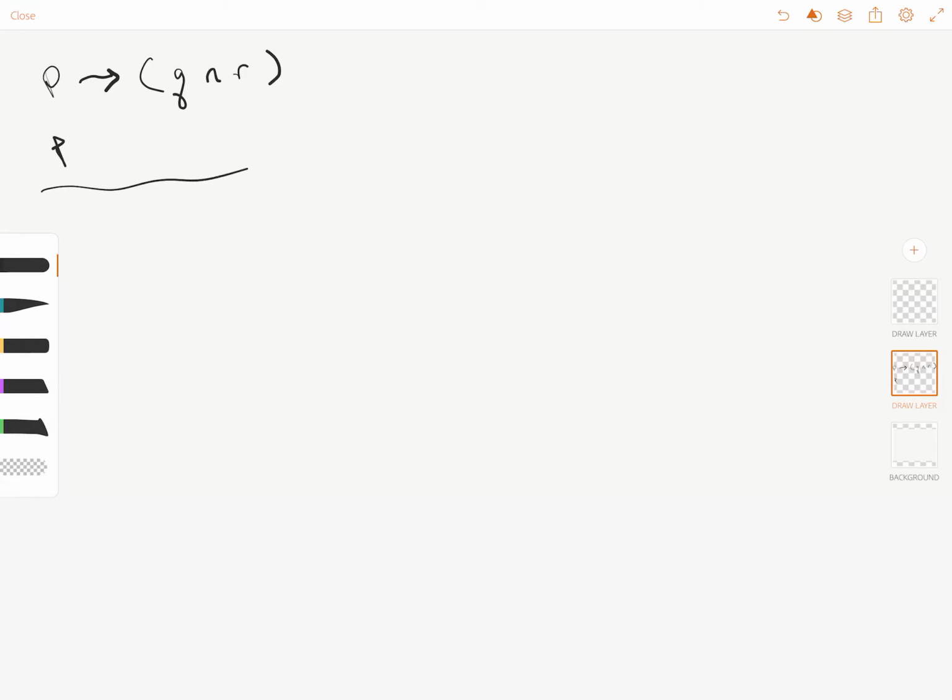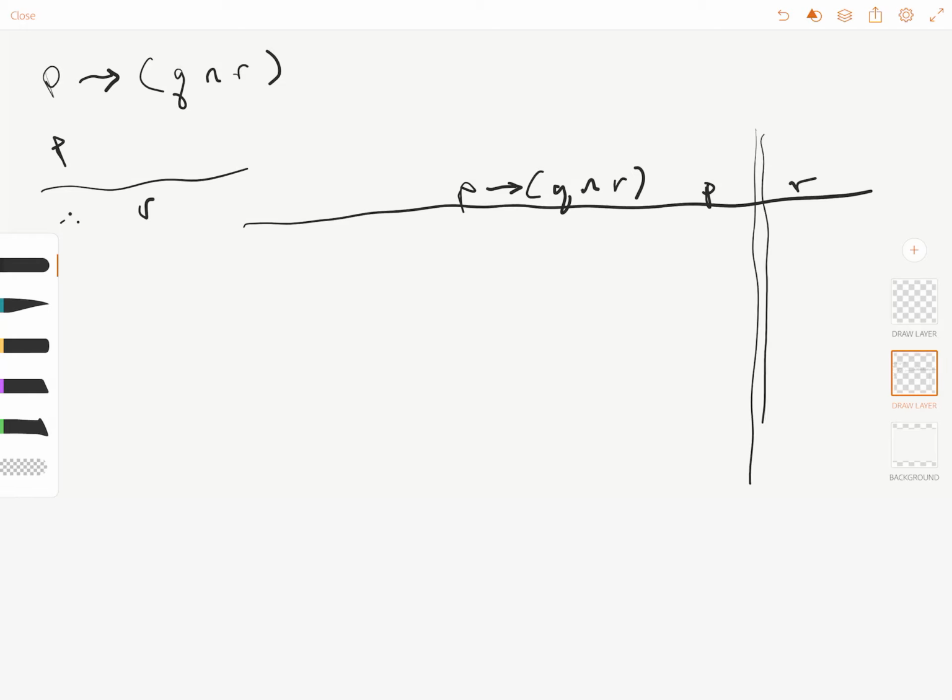Okay, so let me illustrate this with an example. So let's start with an argument. P implies Q and R. The second premise will be P, and our conclusion will be R. So we're going to construct a truth table for this argument. So we'll start with P implies Q and R. That's our first premise. The second premise is P, and of course the conclusion is R.